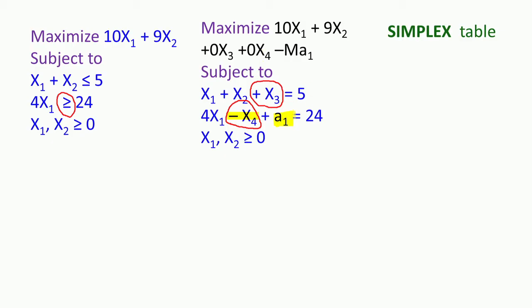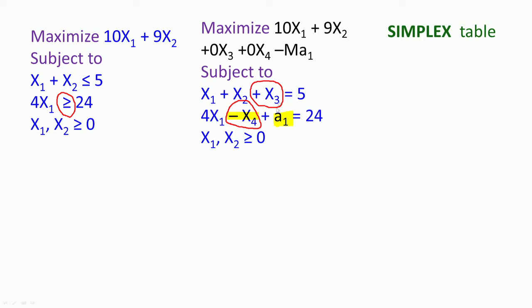The a1 variable in a minimization problem would have contributed a big M, and for the maximization problem it contributes a minus big M. The motivation again, as we saw earlier, is that now we have written a new problem by introducing the artificial variable. If this problem is going to be solved, from which we are going to get the solution to the original problem, then we have to make sure that a1 does not come in the solution of this problem.